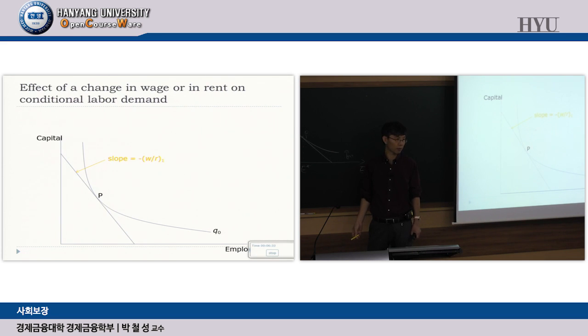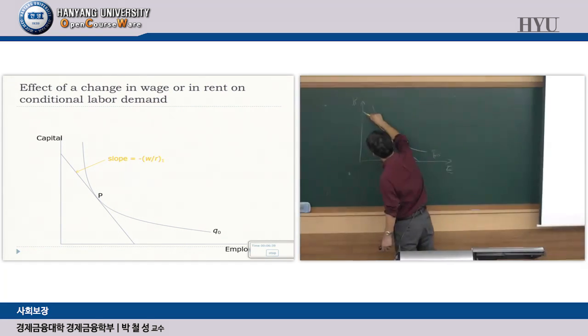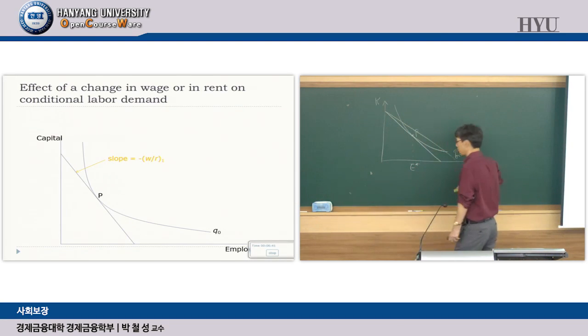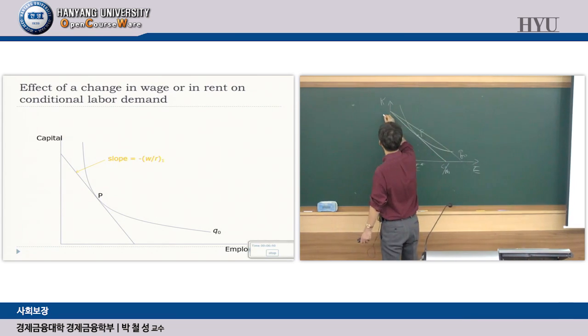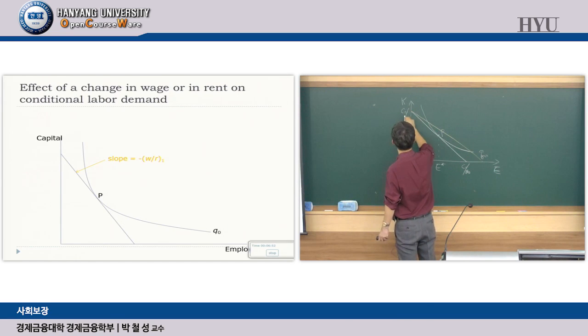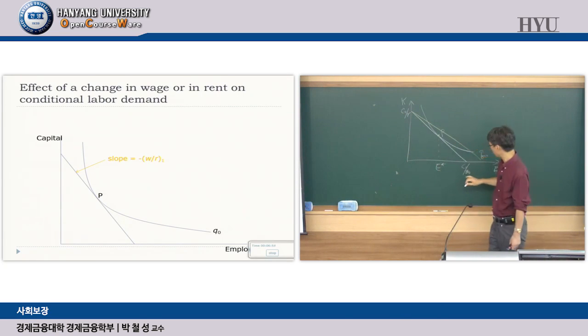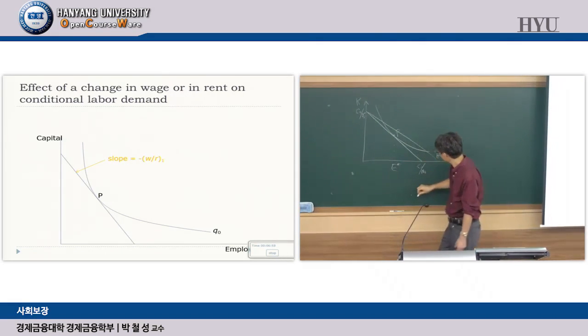It should be flatter, because W over R becomes a smaller number, so W over R becomes smaller. That means something like this, right? Okay, so what I'm looking at here is, let's say this is C0 over W0, for example, and this is, let's say, C0 over R, right?